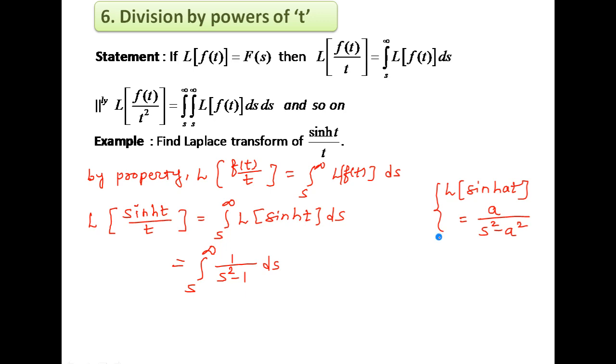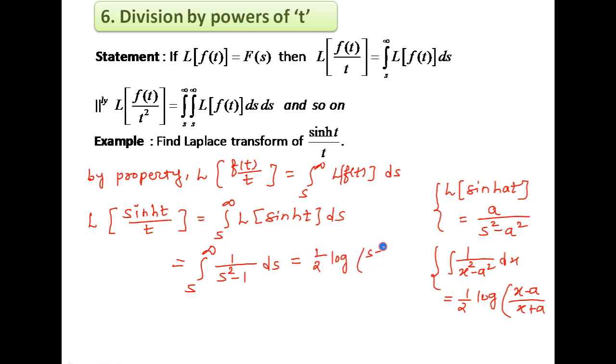Now here taking the integration. To take the integration, we know the result, integration of 1 upon x square minus a square dx is 1 by 2 log of x minus a upon x plus a. So using this result for integration, we can write here 1 by 2 log of s minus 1 upon s plus 1, and here limits from s to infinity.